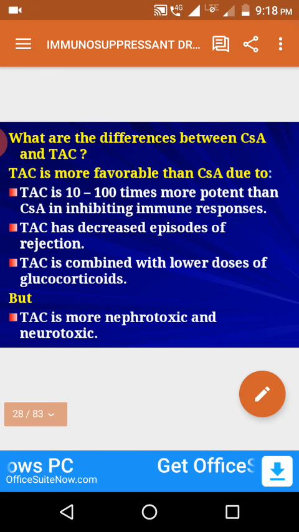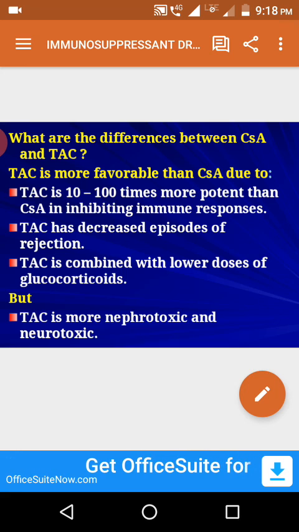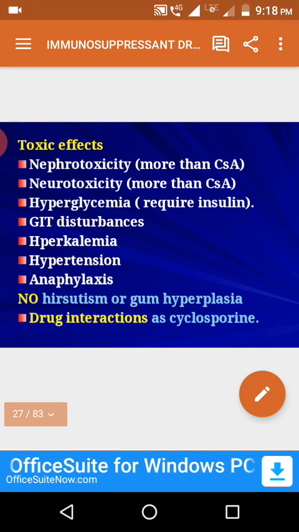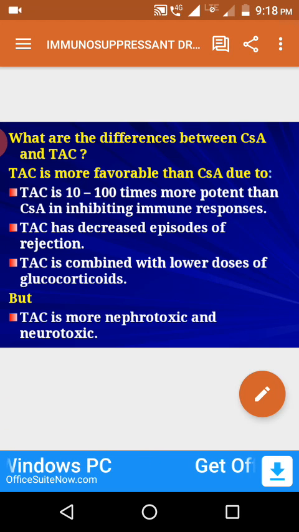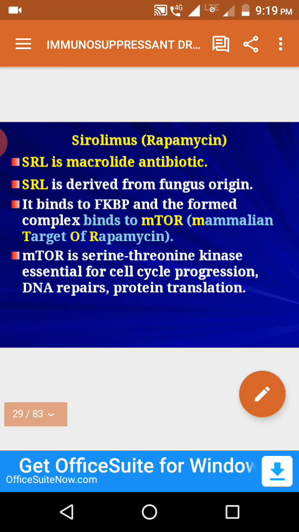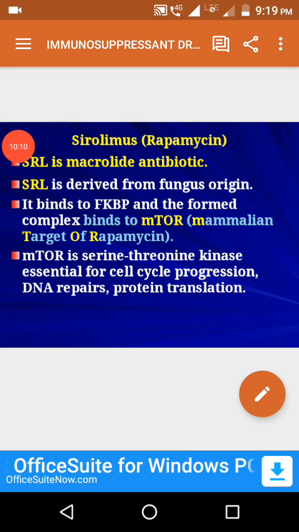So what is the major difference between cyclosporin and tacrolimus? Tacrolimus is more favorable than cyclosporin because it is more potent and has decreased episodes of rejection, and if tacrolimus is combined with glucocorticoids you can lower the dose of glucocorticoids. But tacrolimus is more nephrotoxic and neurotoxic than cyclosporin. So this is about the drugs that inhibit interleukin production.